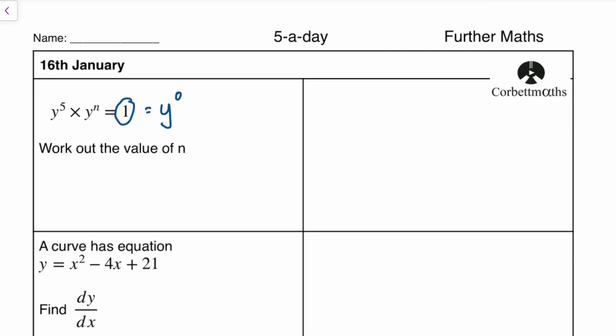0, because anything to the power of 0 is always 1, and therefore I've got 5. When I multiply the powers, I add them, so 5 plus n is equal to 0, and that means n is equal to minus 5. First question done, not terrible.